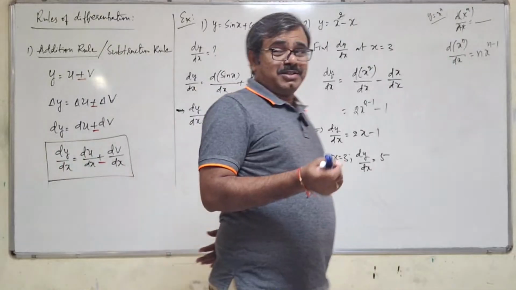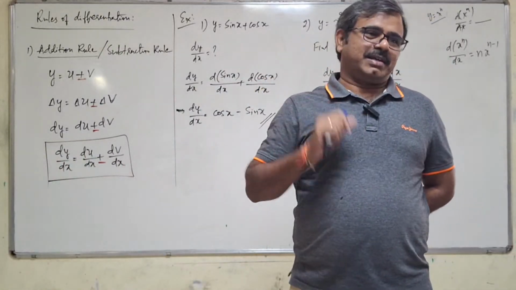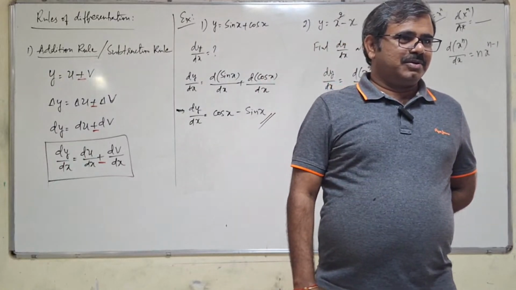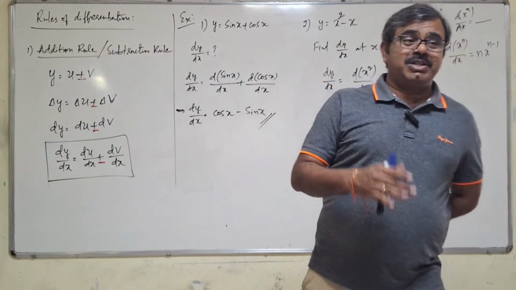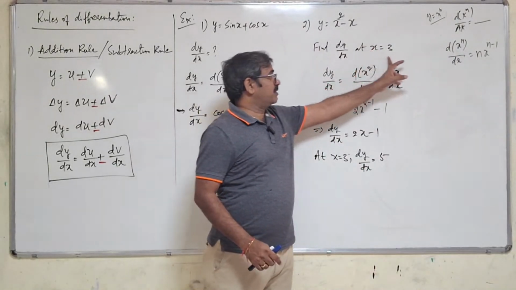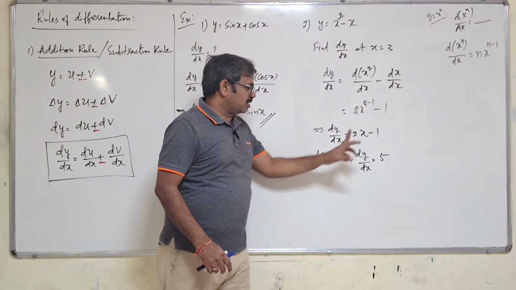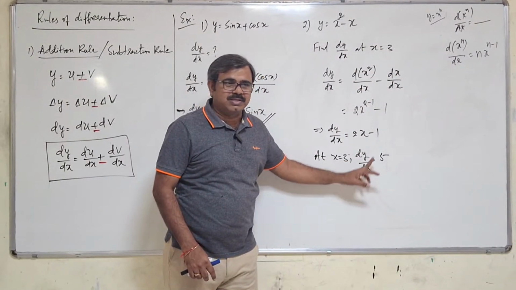The rate of change in y with respect to x at a particular value of x. So it is the rate of change in y with respect to x at a given value of x. What is the given value of x here? 3. So at x is equal to 3, the rate of change in y with respect to x is equal to 5.